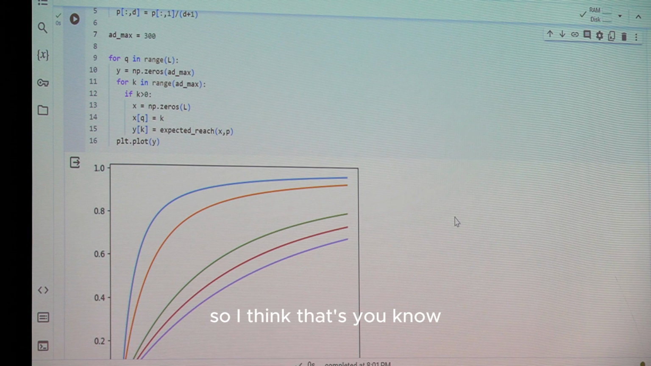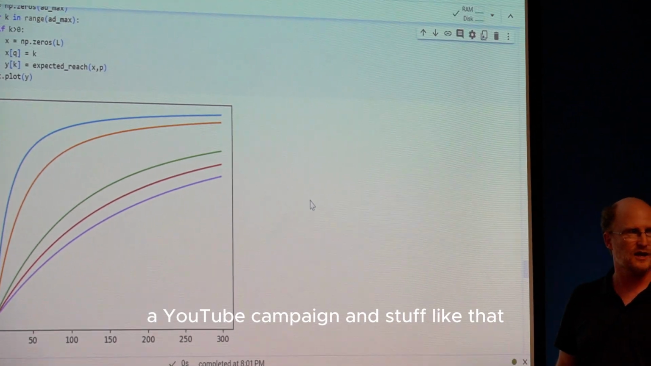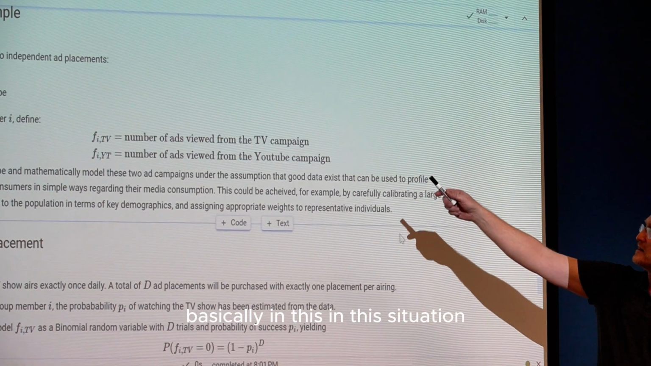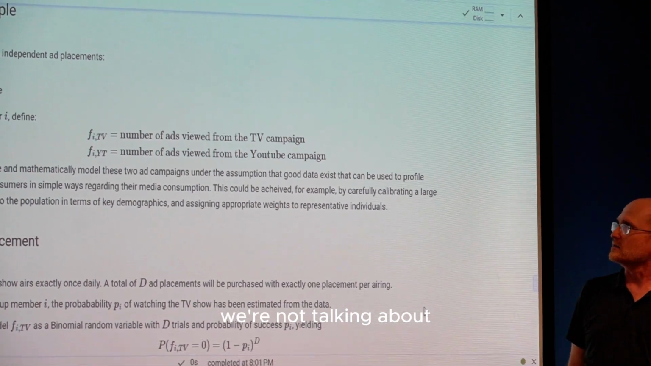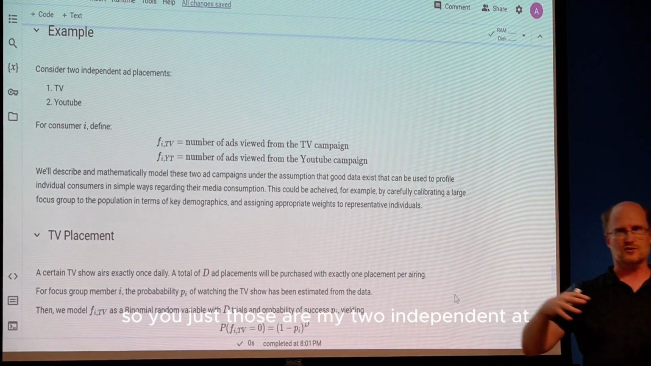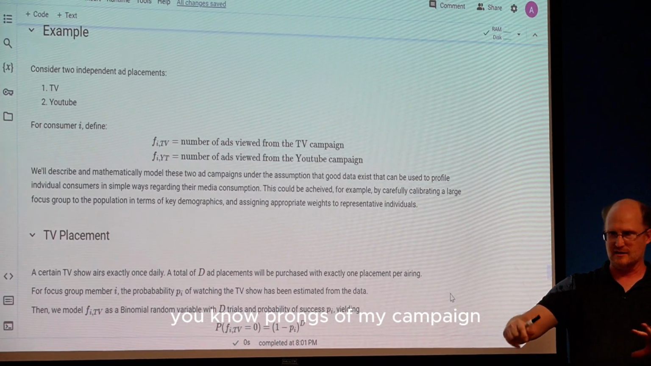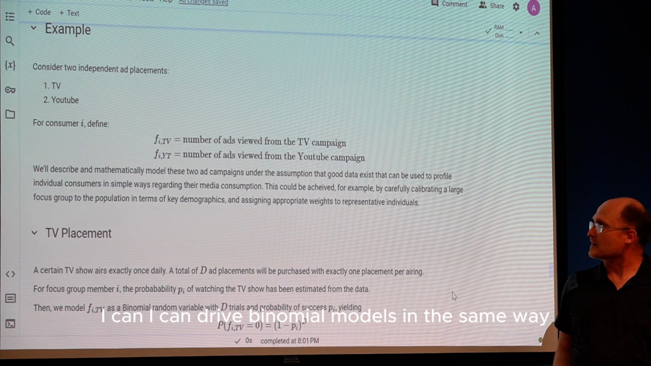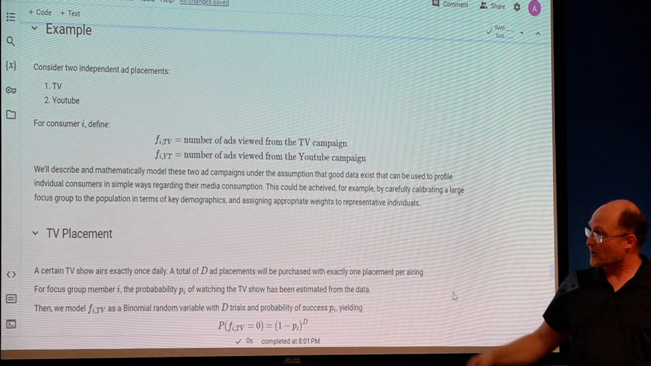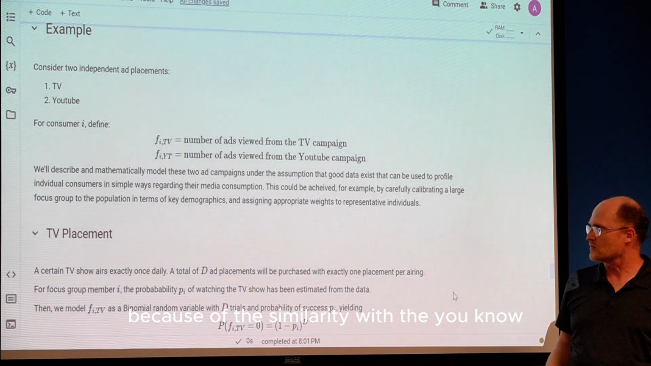I think that's pretty much it. Like I said, there's an example following this that incorporates a YouTube campaign. You can just leave it there. So just to run through it, in this situation we're not talking about quarter hours. We're just talking about, hey, I've got a TV campaign and I've got a YouTube campaign. Those are my two independent prongs of my campaign, and I can derive binomial models in the same way. Actually, the way it's derived for TV is very similar because of the similarity with what we just talked about.